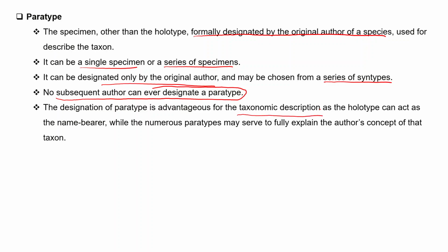Why? Because the holotype will help you to give the name, while there can be more than one paratype which may explain the morphological concept of that particular taxon or species in a much better way. So the paratype is a kind of better type specimen for description of a species, but remember it has to be given by the original author.